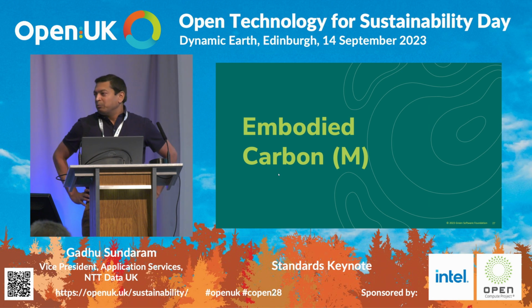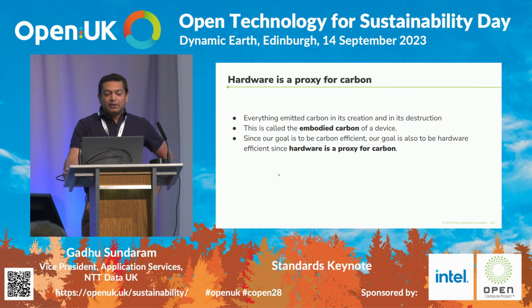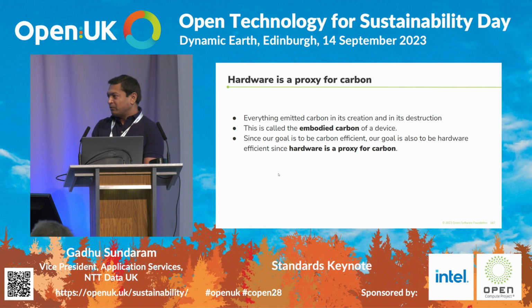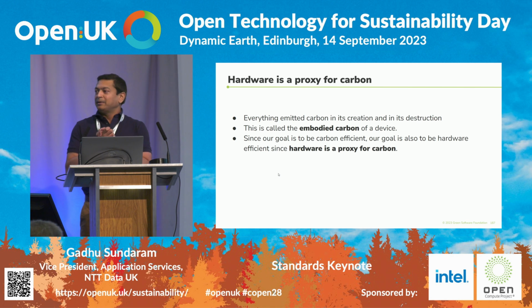The third one is embodied carbon. For software to run, you need hardware. So you need servers, you need devices, you need network equipment. And there are emissions during the creation and destruction of all this hardware. So we wanted to capture that aspect as well, so that you can make choices in using hardware better, using hardware which has less embodied emissions, etc.